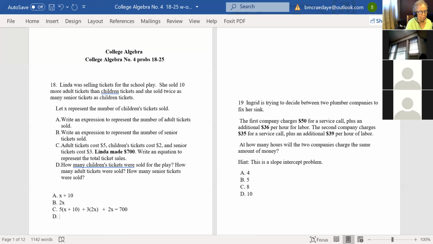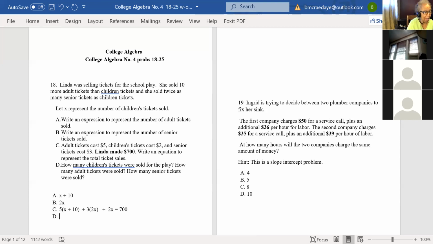We have to put the tickets that were sold for the children's ticket that were sold. No, think of PEMDAS: parentheses, exponents, multiplication, division, addition, subtraction. So we'll do our parentheses first.